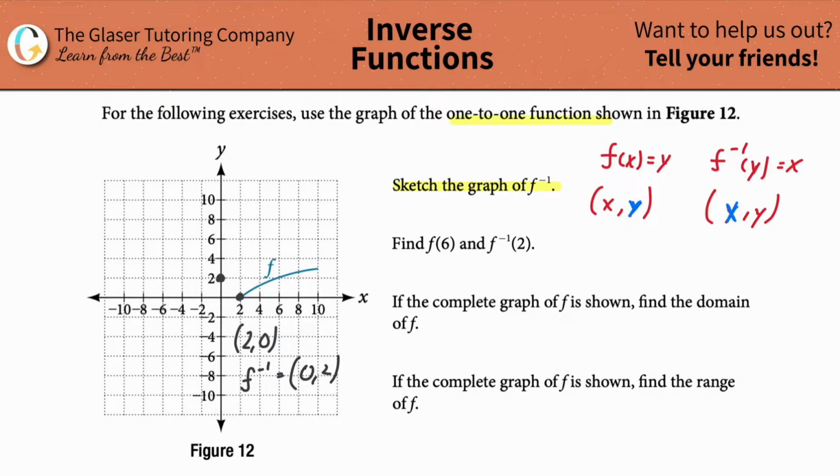Now watch, let's do the next point. Let's pick this one out. It looks like it's close to about 6, 2. If that's the coordinate of the original function, then what's the coordinate of the inverse? Switcherooski. It becomes 2, 6 for the inverse. So plot that. You go to 2, and then you go up 6. So the coordinate here will be right there. Let's do one more.